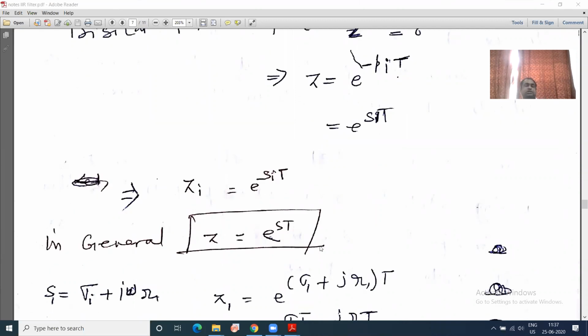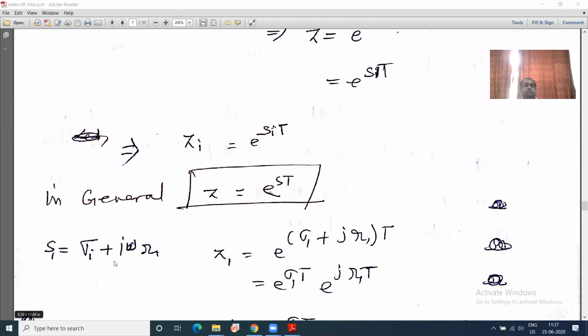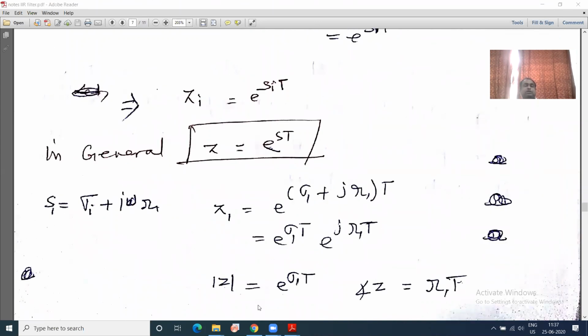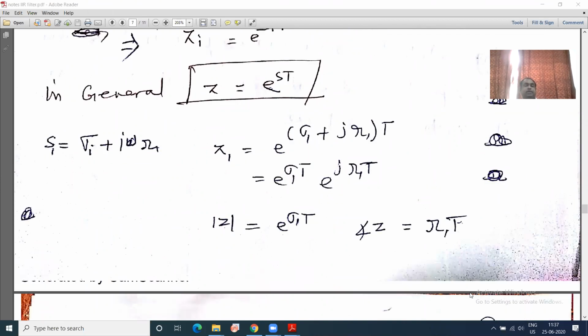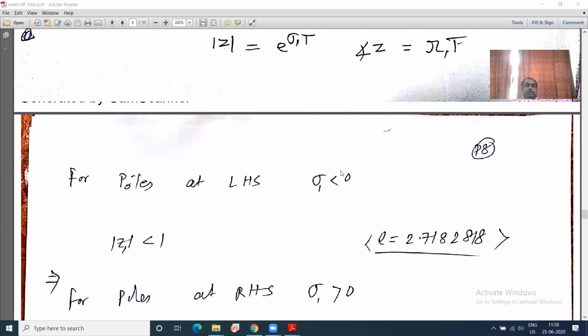Now z equal to e to the power sT, that means you are having this. Now again s equal to sigma plus j omega, so I can write e to the power sigma_i T times e to the power j omega_i T. Then the magnitude of z equal to e to the power sigma_i T, and the angle of z equal to omega_i T. Now for the left of the s plane, sigma_i is less than 0, so it is negative. So the magnitude of z will be less than 1, because e equal to 2.7182818, so e to the power negative means it will be less than 1.